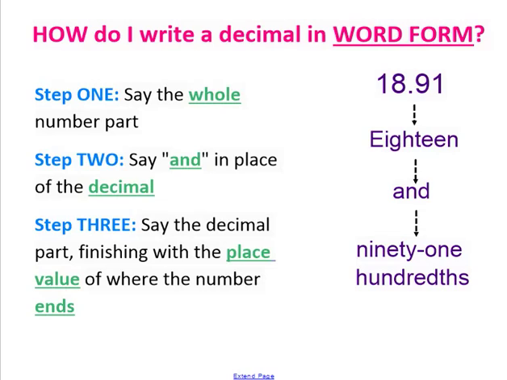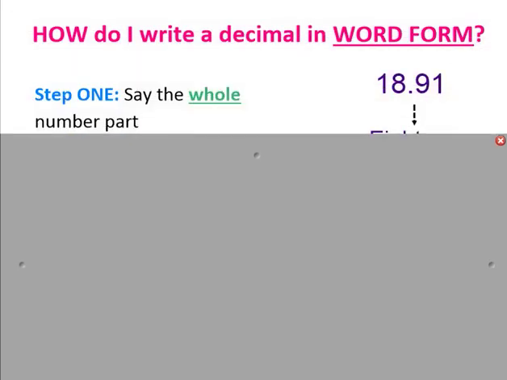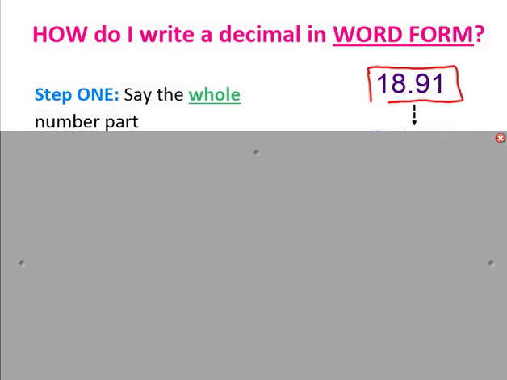Now that you've taken a decimal and found the place value, what happens when I give you a decimal and ask you to say the entire thing in words? So we have step 1. Okay? Here's the decimal that I'm going to give you. Right now, the way that you know how to say that is 18.91. But I'm going to teach you how to say that properly.